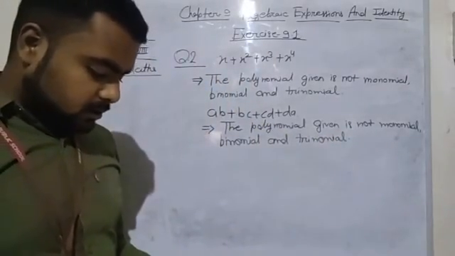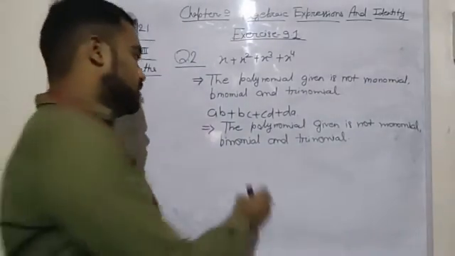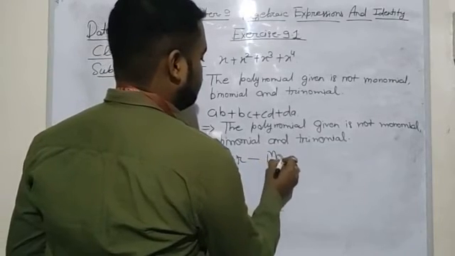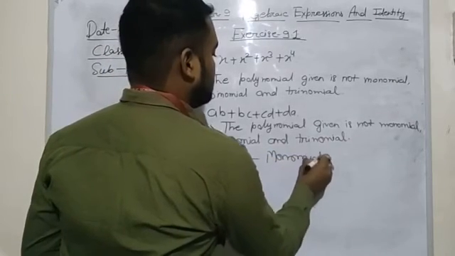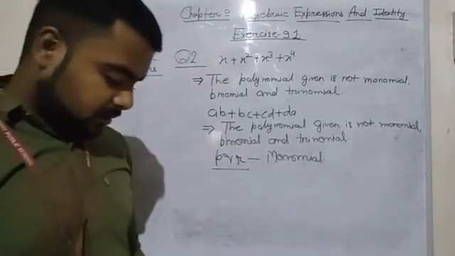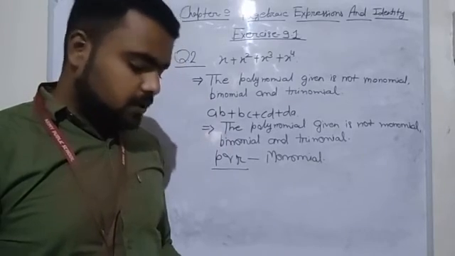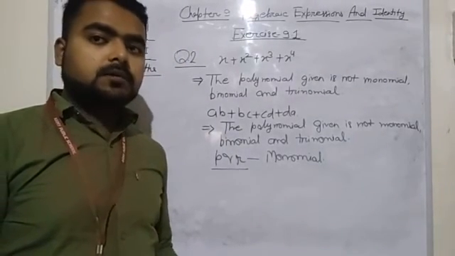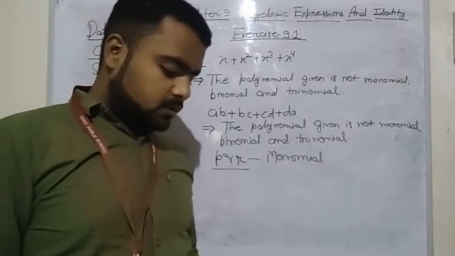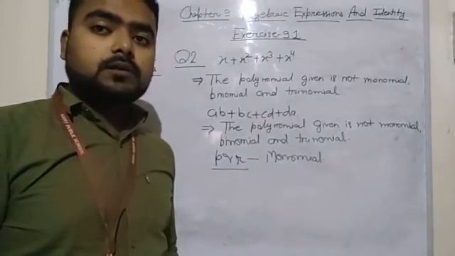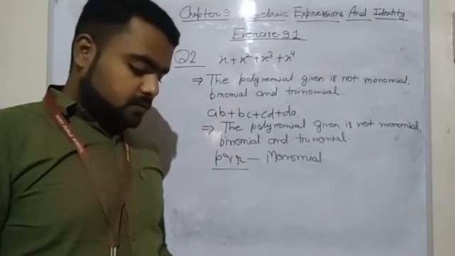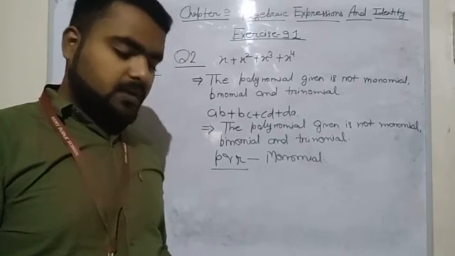After that, PQR, that is a monomial because all are together one term. After that, P square Q and PQ square. There are two terms separated with the plus sign, so it is a binomial. And 2P plus 2Q. There are also two terms separated with the plus sign, so it is also an example of binomial.